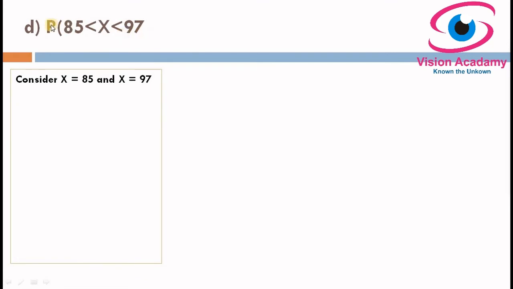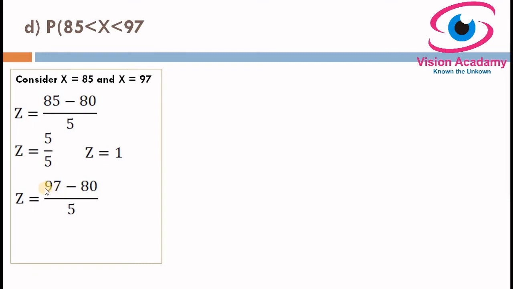Here it is also probability between x 85 to 97, but the shaded area will be different from the earlier example. Here we have to consider x is 85 and x is 97. Let us take the first one, 85 minus 80 by 5. I have simplified this further, so z is equal to 1. Now I will consider the second x value, that is 97. 97 minus 80 by 5, so our z value would be z is equal to 3.4.